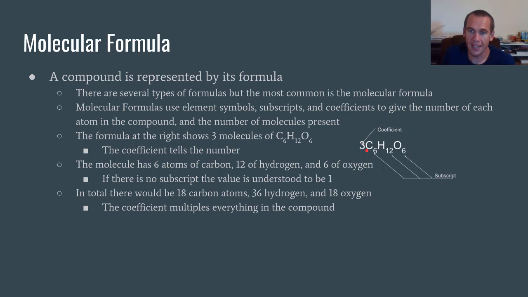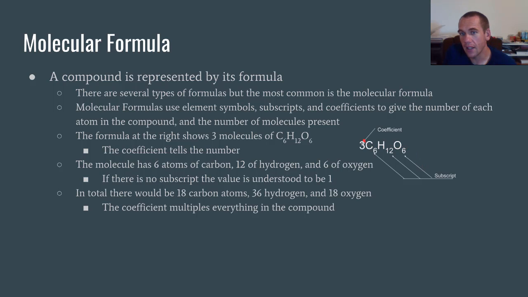You can see it's got the element symbols, carbon, hydrogen, and oxygen. It's got these little subscripts down here that tell me how much of each one of those is present. So this says 6 carbons, 12 hydrogens, 6 oxygens. It also has this coefficient out front that says 3. So I am talking about 3 of these glucose molecules. Now in total that means I would have 18 carbons, 6 from each of the molecules. So 3 times 6 is 18, 36 hydrogens, and 18 oxygens.